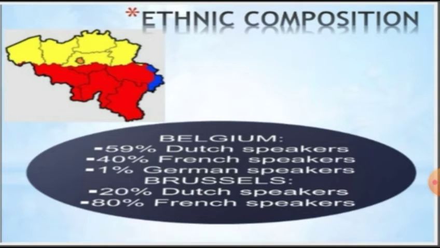Ethnic composition, you have also heard this word. What do you mean by ethnic? Ethnic means in a country which languages are spoken, how many people speak which language. Let us see. In Belgium, 59% speak Dutch, 40% speak French, 1% speak German, and in Brussels 20% speak Dutch and 80% speak French.